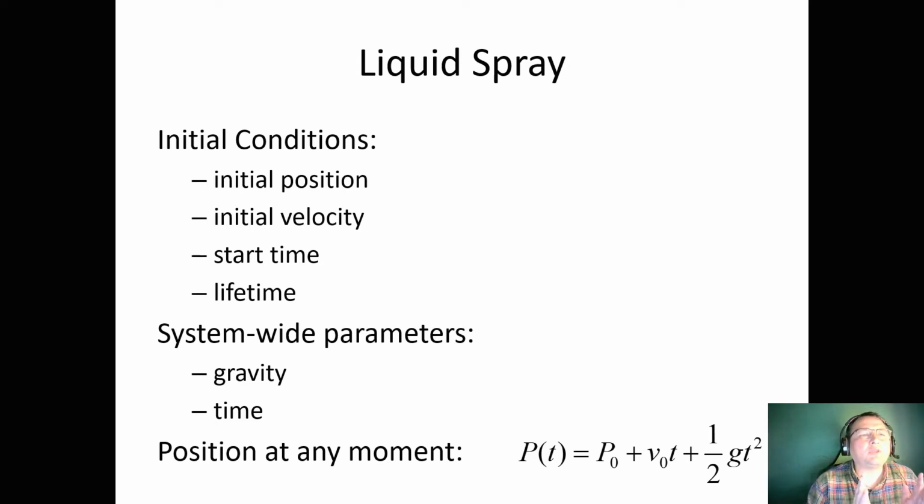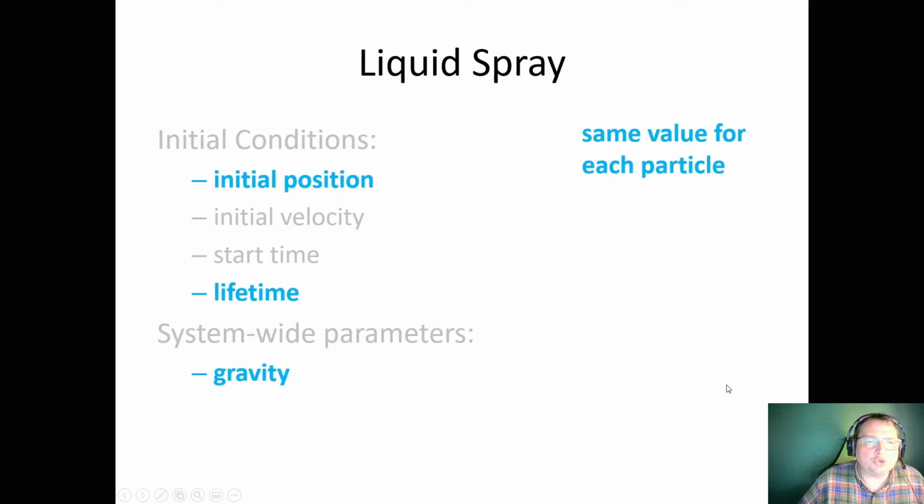Now, to start with the implementation, I will need to sort these parameters into two groups. So the group marked blue are the values that are the same for each particle, like initial position, they all start at the same place. Lifetime, it is 6 seconds for every particle we have, and gravity, which doesn't change also, it's always the same.